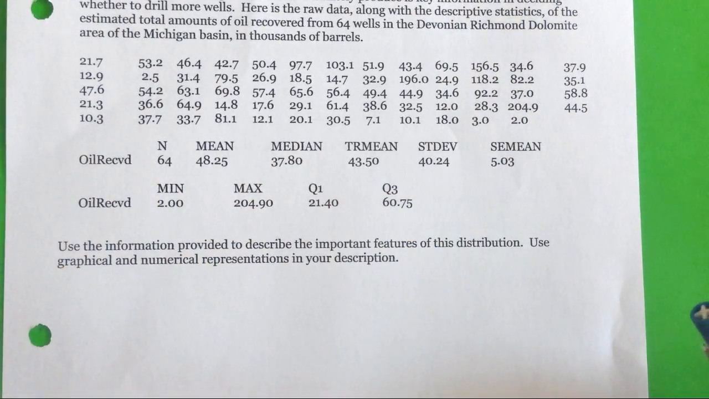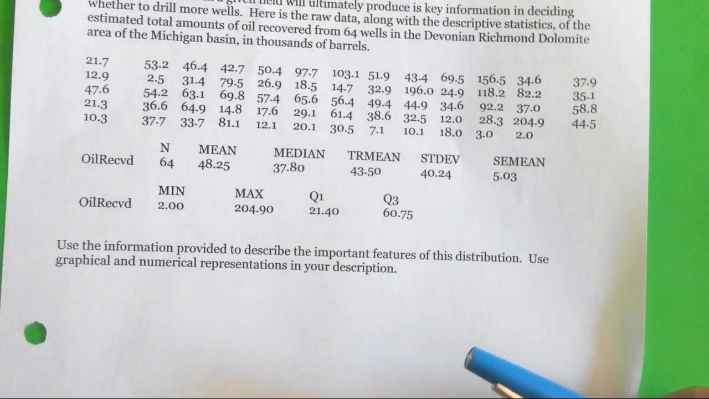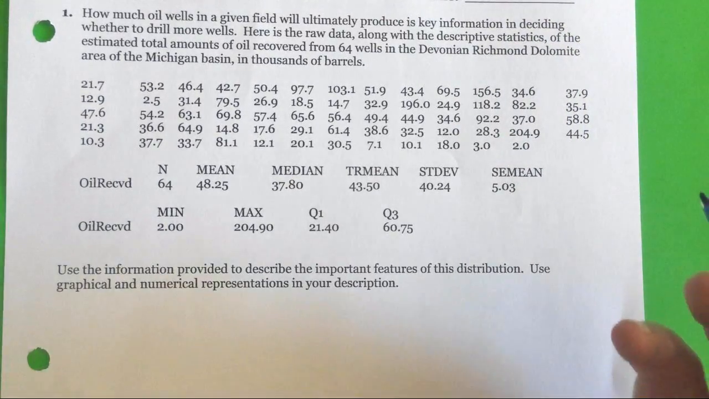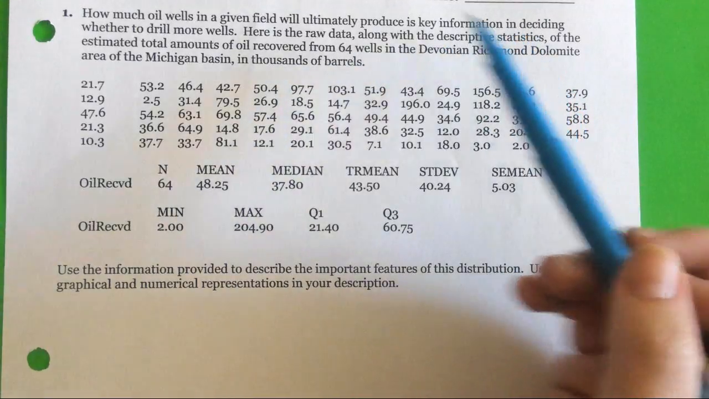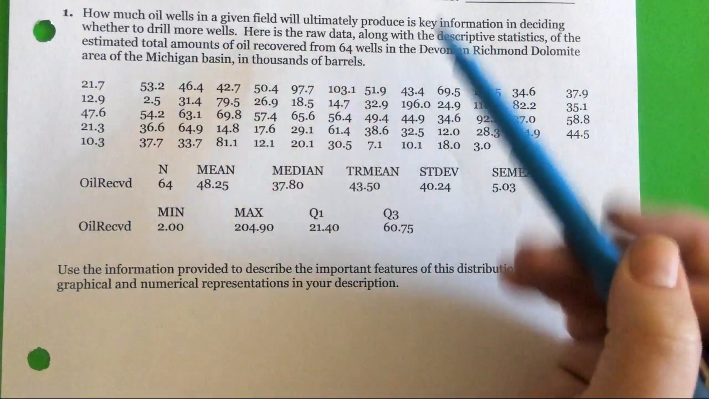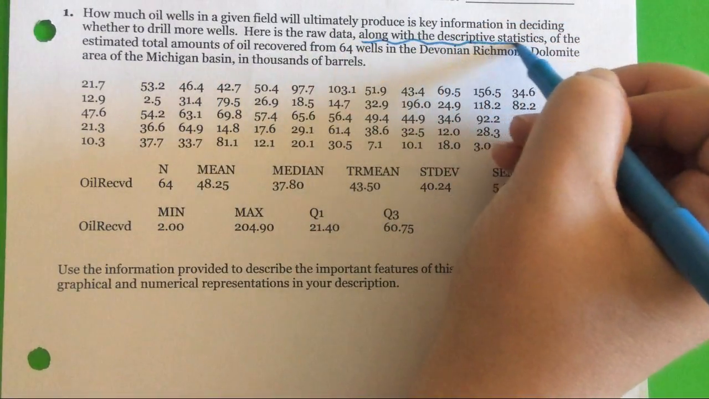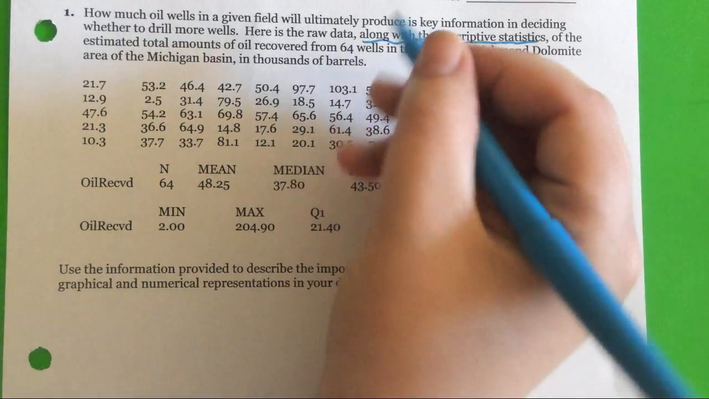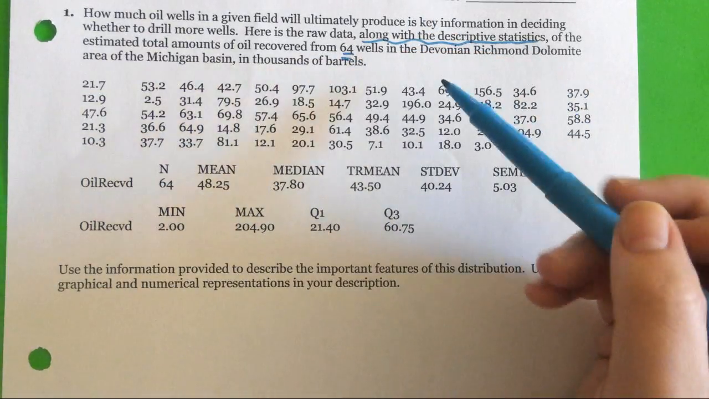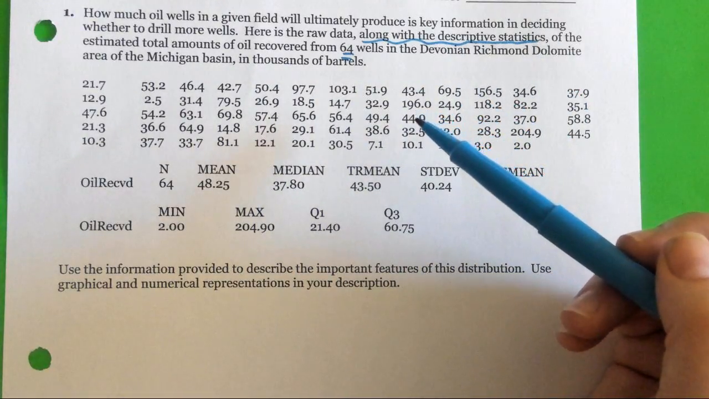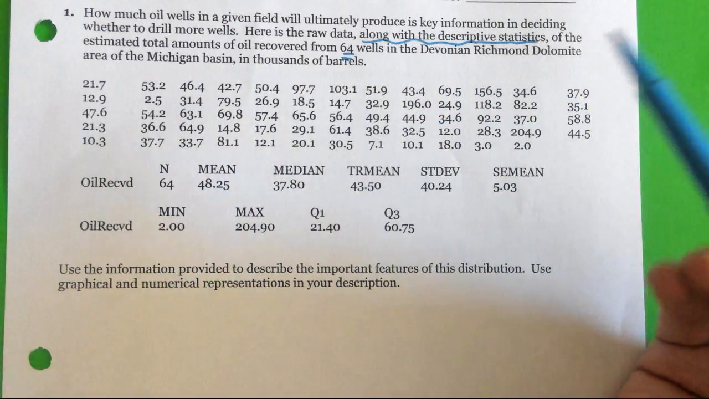It's just you interpreting it. So if we read the problem, it says, how much oil wells in a given field will ultimately produce is key information in deciding whether to drill more wells. Here is the raw data, along with the descriptive statistics of the estimated total amounts of oil received from 64 different wells in the Devonian Richmond Dolomite area of the Michigan Basin, in thousands of barrels, which sounds deep.